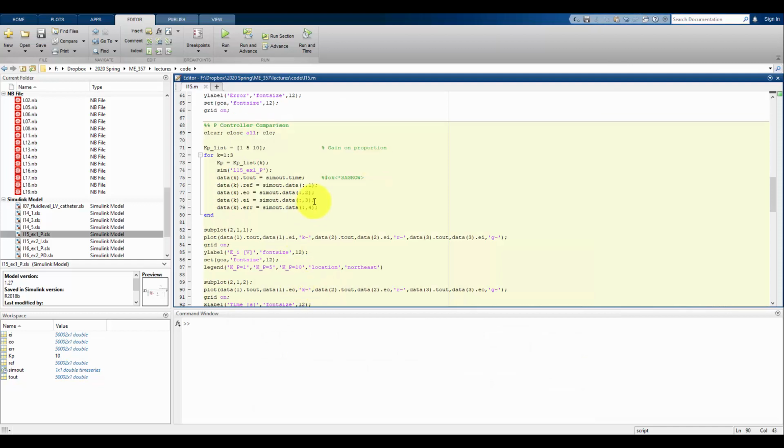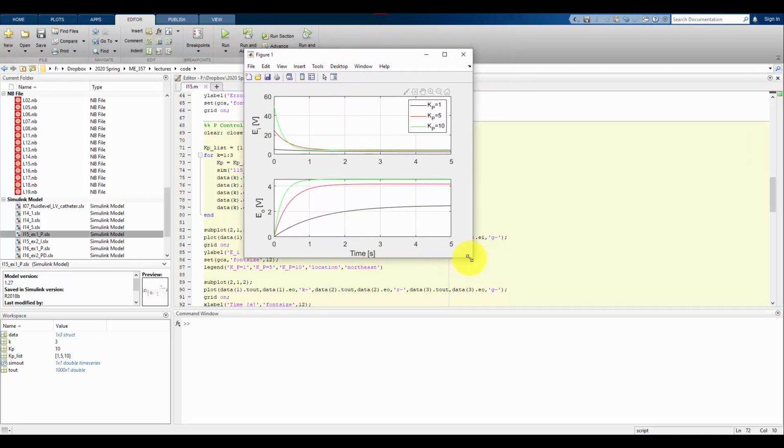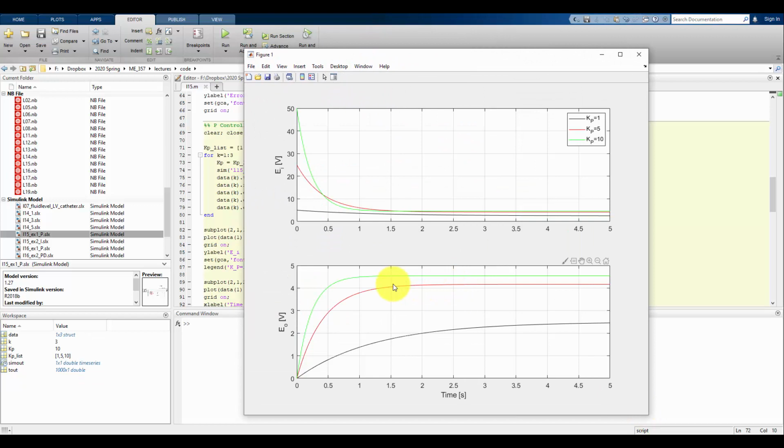So let's look at all 3 of these examples. In this one I'm doing 1, 5, and 10 that we'll compare, but we could choose any k value we want. Now we can see all at once how they differ. I'm just looking at the input voltage and the output voltage right now because the reference is always 5, and the error just impacts what the input voltage looks like.